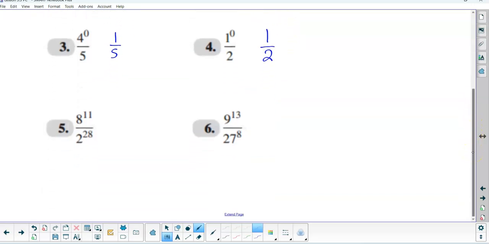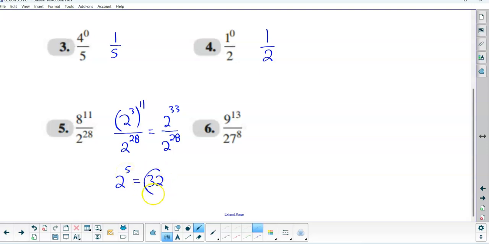Now, number 5 is a little bit tricky because we're trying to do this without a calculator. So what I'm going to do is I'm going to change 8 into a base 2. 8 is the same thing as 2 to the third. We still have that raised to the 11th power. And we still have the 2 to the 28th on the bottom. Now, properties of exponents say that we take those two numbers on the top, the 3 and the 11, and we multiply them to get 2 to the 33rd. And this is over 2 to the 28th. And now properties of exponents say that we subtract those to get 2 to the 5th, which we know is equal to 32.